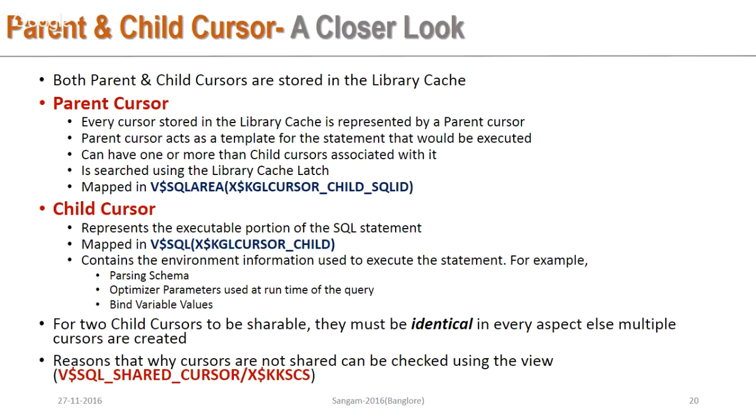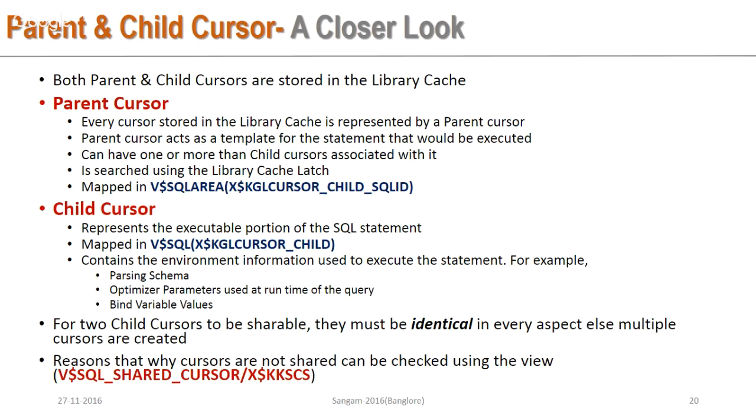And the child cursor is the executable portion of the particular parent cursor, which means every parent will have at least one child, depending upon what kind of variations are possible for the query. So for example, if I write a query by simply saying select star from EMP, of course, this particular query cannot have any further variation possible. So that means this is going to result in the same query which is used as a template being executed as well.